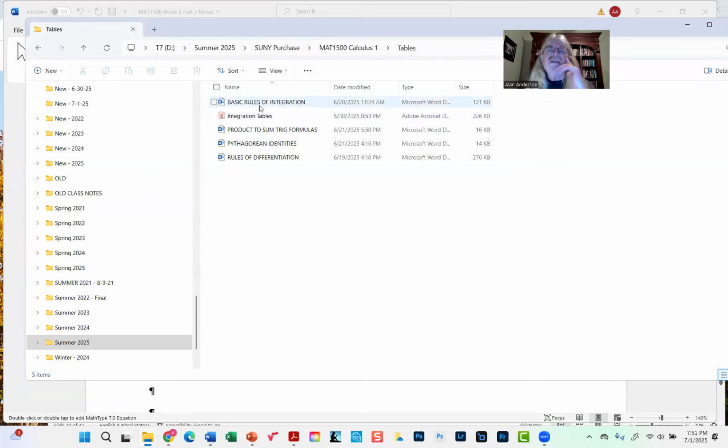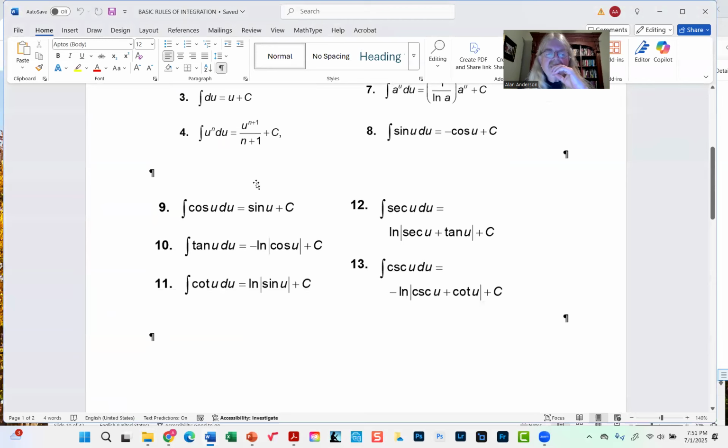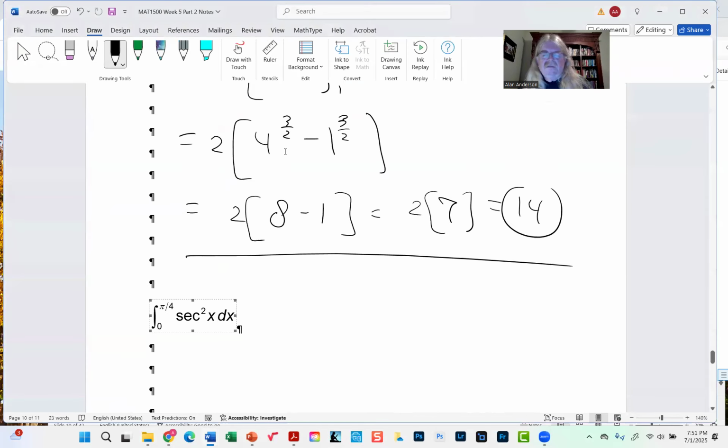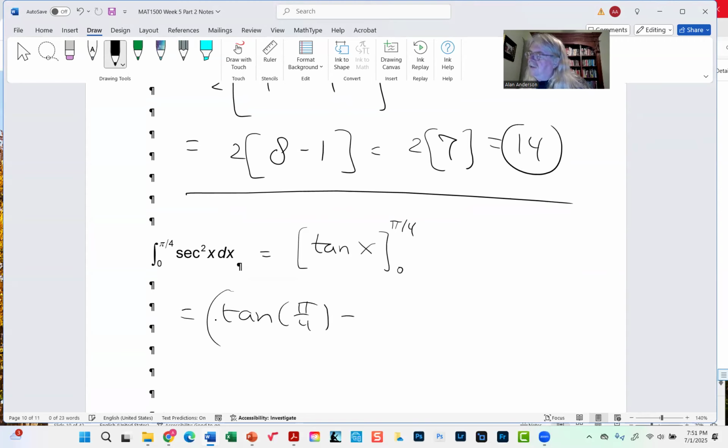Not the integration tables. That's the full-blown one from the book. This is the basic rules of integration. It's bound to be in here somewhere. There it is. So the integral of secant squared of u is tangent u. So we'll solve for it as tangent pi over 4 minus the tangent of 0.